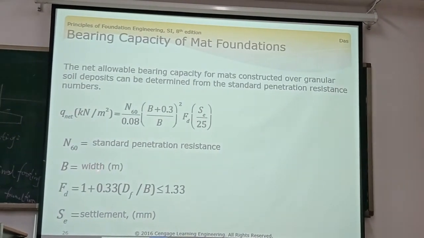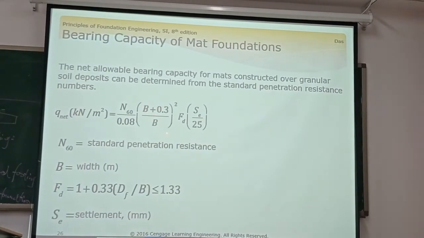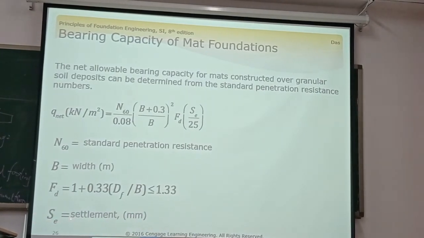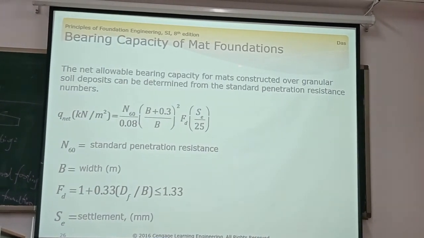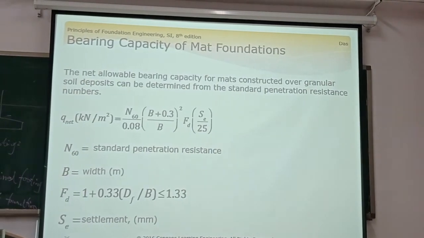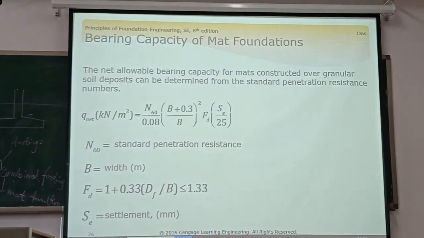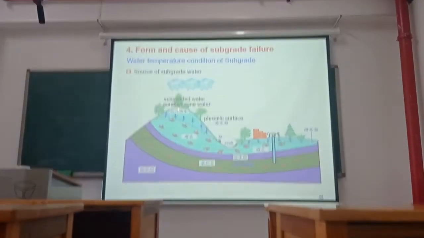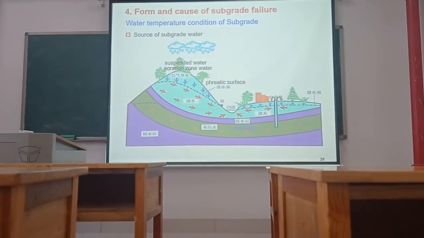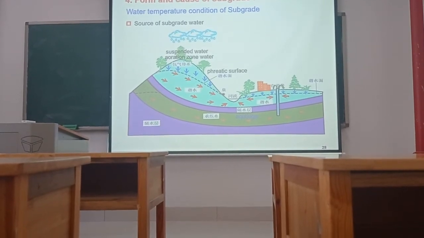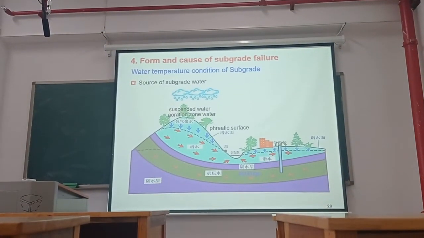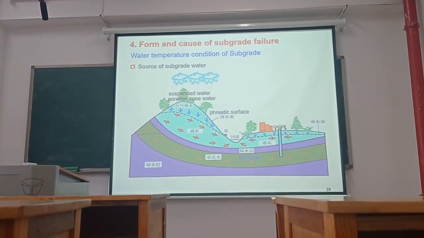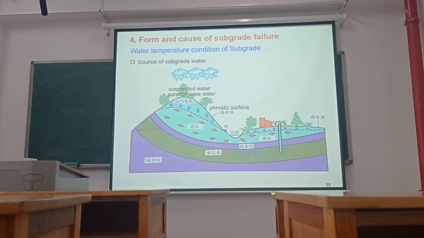This is the width of the foundation, and Fd is the depth factor. So let's use this formula to calculate for granular soil deposits. Water infiltrates into the soil, and we can see the suspended water in this area. And this is the phreatic surface.